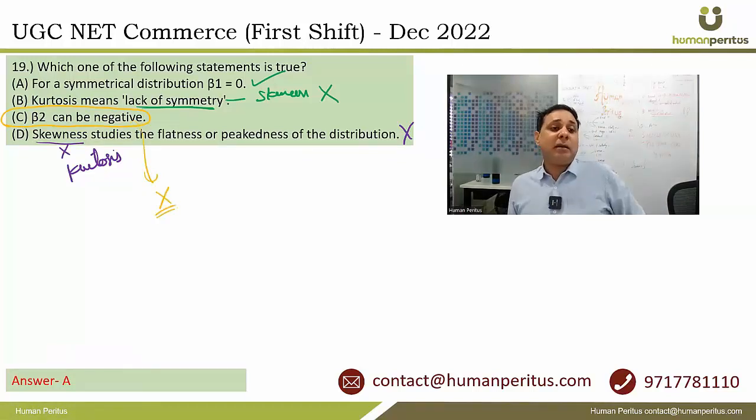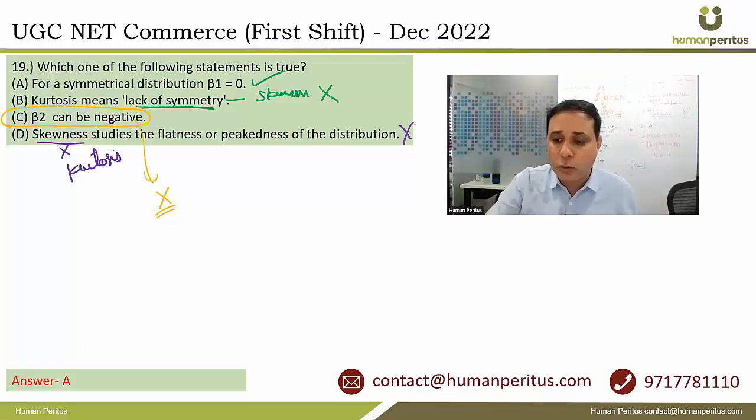But the fact is that beta 2, which measures kurtosis, can be negative as well. Therefore, C could also have been an answer. Although the answer key gives A only, C can also be a correct answer because beta 2, which measures the kurtosis, can be negative also.